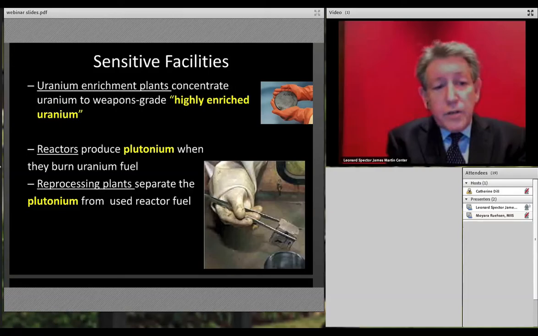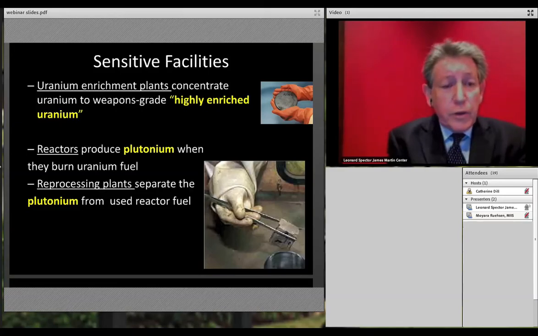Highly enriched uranium is made in uranium enrichment plants, which also can make fuel for nuclear power plants or for research reactors, but they do have this possibility of creating weapon quality fuel. Plutonium is created in reactors when they burn uranium fuel, and then reprocessing plants separate the material so that it may be used for military purposes or sometimes for civilian purposes.